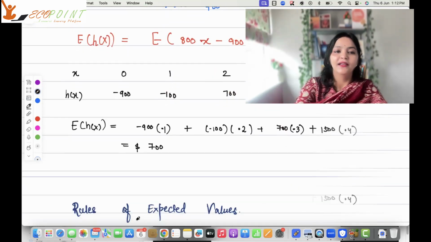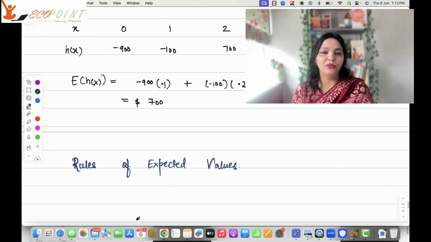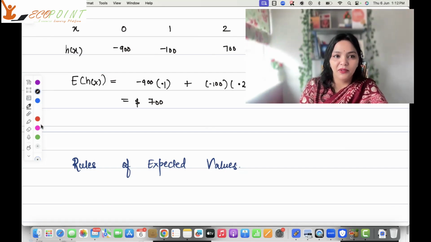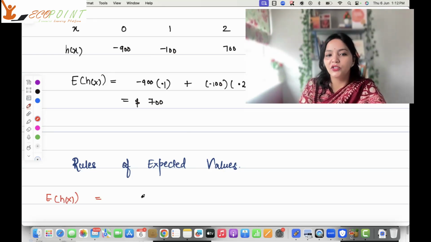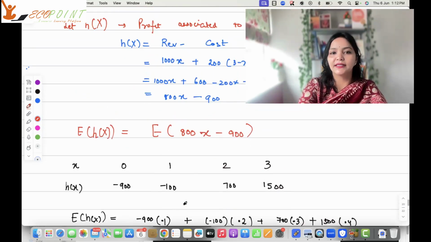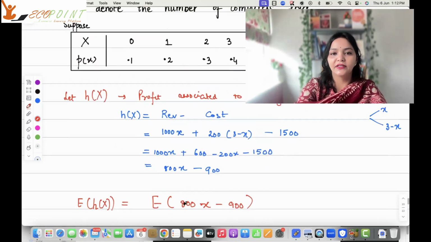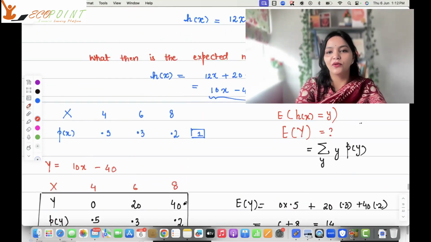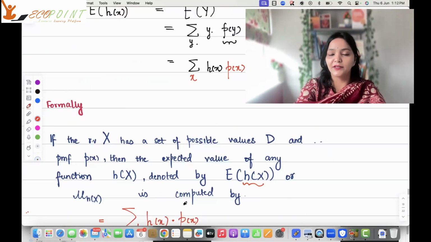Okay. There's a very important rule that comes out from here. So the rule that comes out from here, what we have just figured out, we figured out expected value of Hx, where Hx was of the form ax plus b. Did you observe? It was 800x minus 900. In the previous one also, it was something of that sort. It was 10x minus 40.